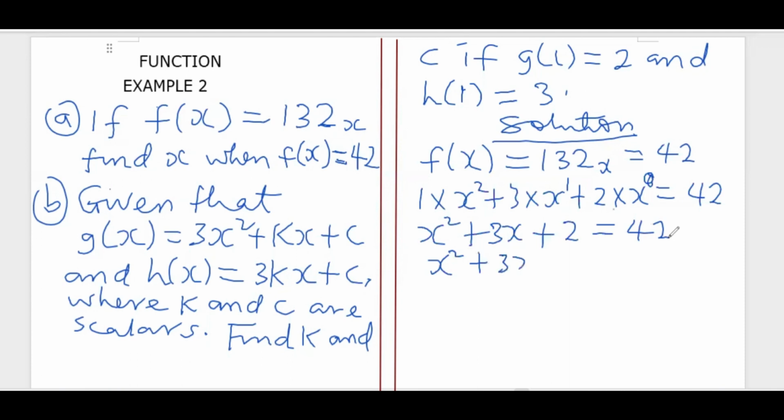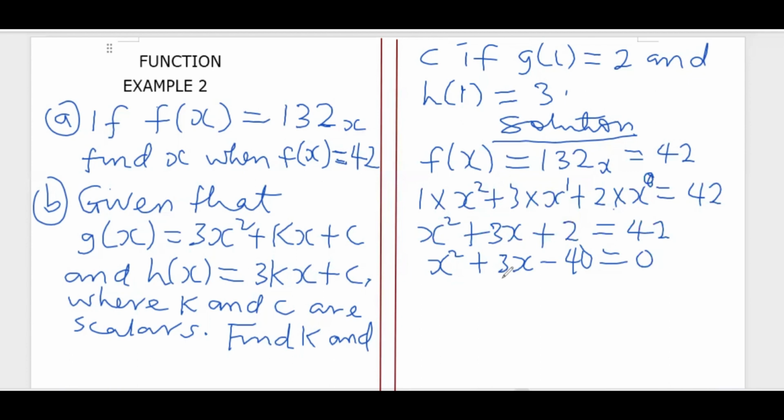So we have x squared plus 3x. If you move this 42 inward, you have 2 minus 42, which will give us minus 40 equals 0. So in this case, this quadratic equation can be solved by factorization method. Of course, you can use other methods. The two numbers that multiply to give minus 40, and when you sum them give plus 3, are positive 8 and negative 5.